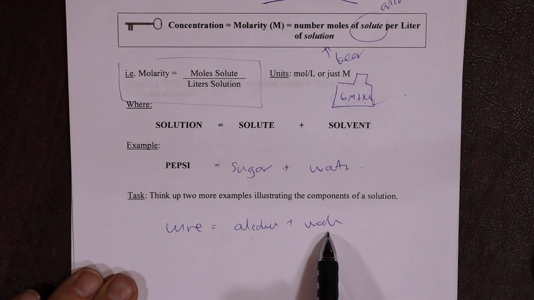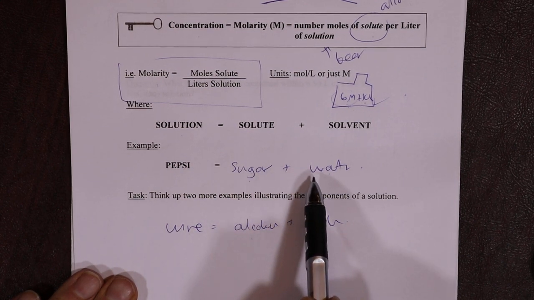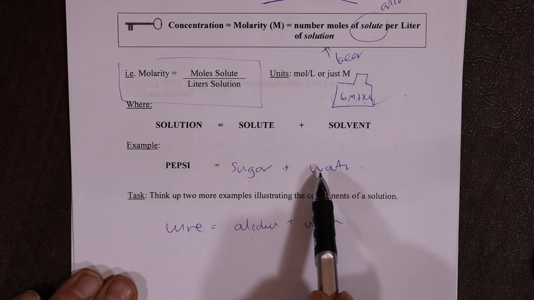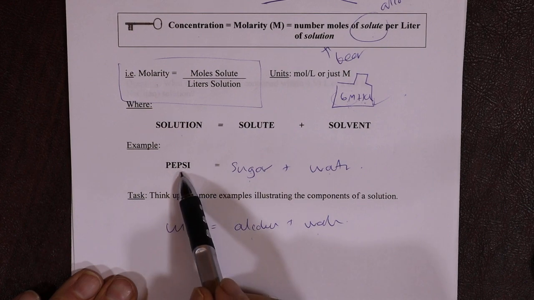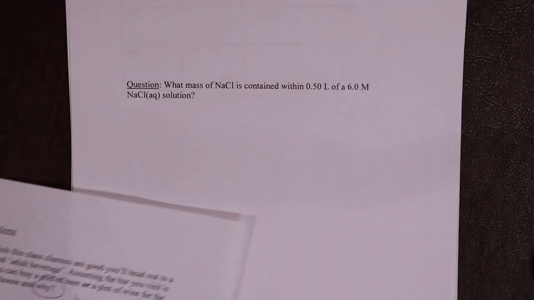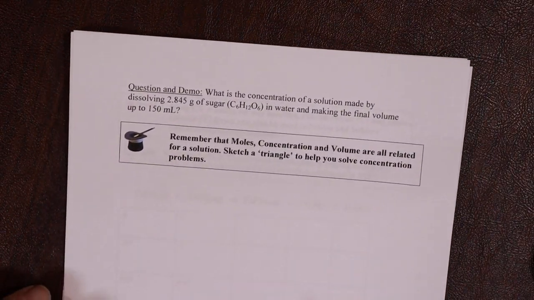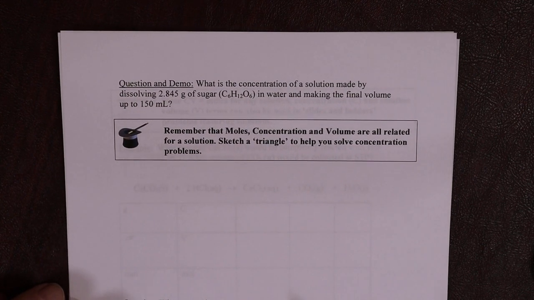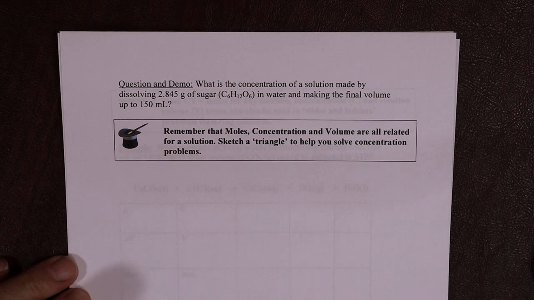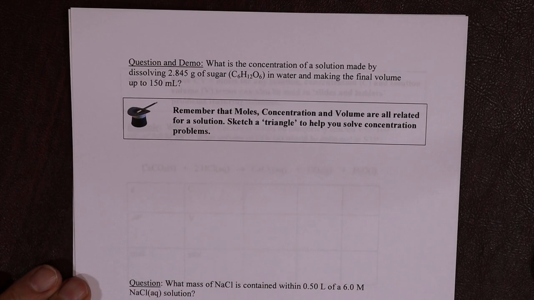So wine is alcohol plus water: solute, solvent. The solute is what you dissolve in a solvent to make a solution. All right, so now, in terms of a worked example, if this was in class, I'd do an actual demonstration. I'd pull out a sugar packet, dissolve it in water, and we'd work out the concentration, okay?